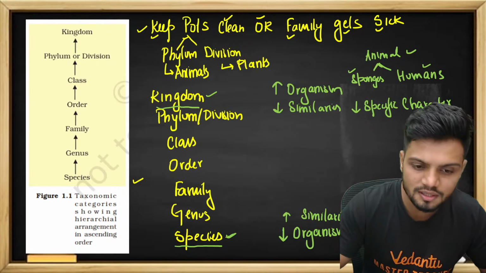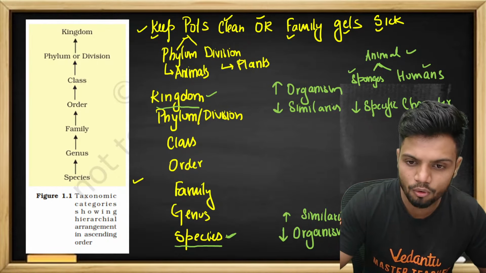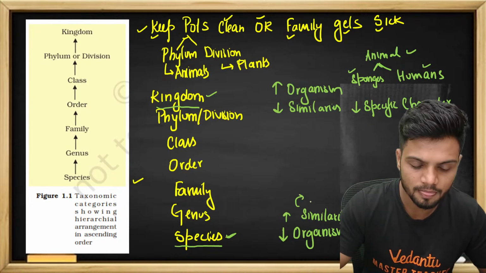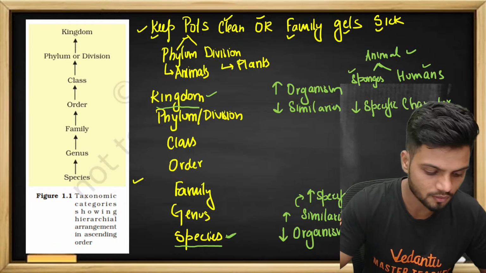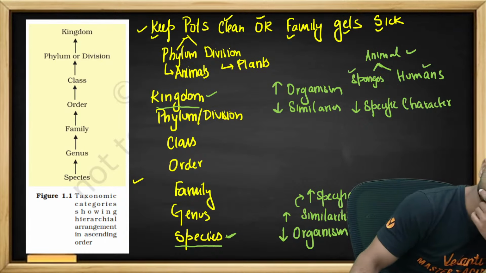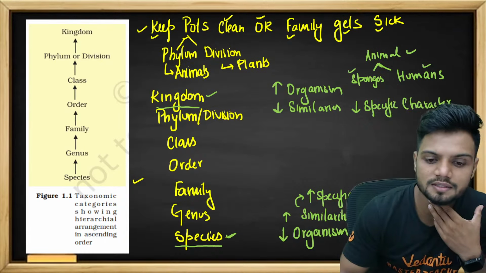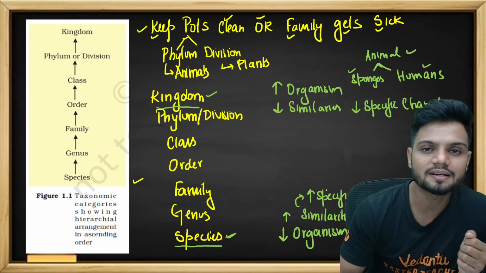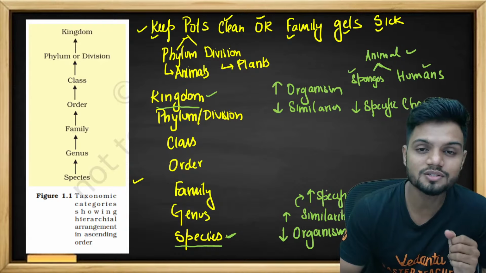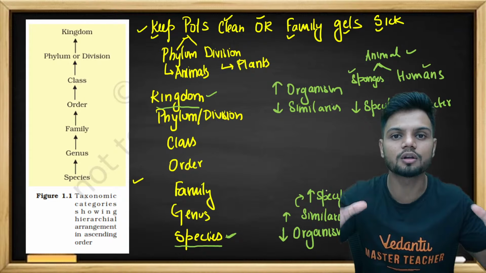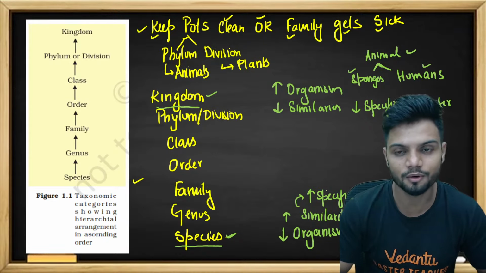But in the case of genus level or species level, there are more specific characters, right? Can I say there are more specific characters? Yes, I'll move around so you can see. Yes, more specific characters. Now, there's something called general characters. Specific is very specific. General belongs to all of them. Right, general belongs to all of them.